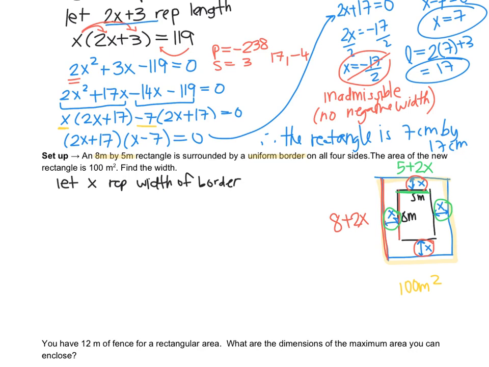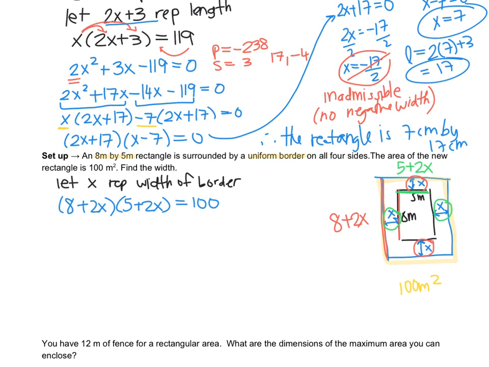And now that I have an expression for length and width, I can put it together into my area formula, and I will set it equal to 100 because that's what the area is equal to. So new length, 8 plus 2x, times new width, 5 plus 2x, is equal to the area of 100. And I know that my goal is to solve for x so that I find the border, which means I need to turn this into standard form and have one side equal to 0.